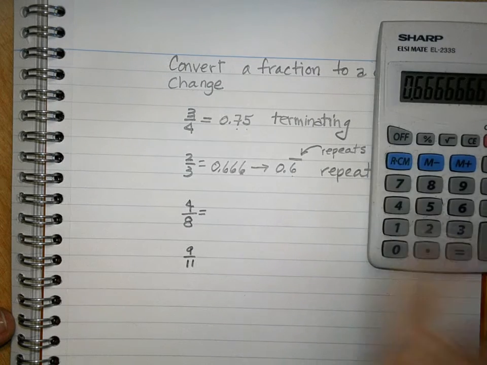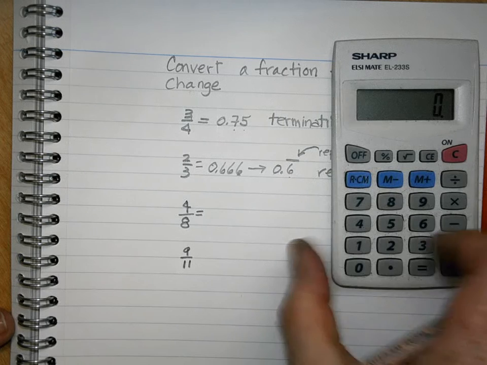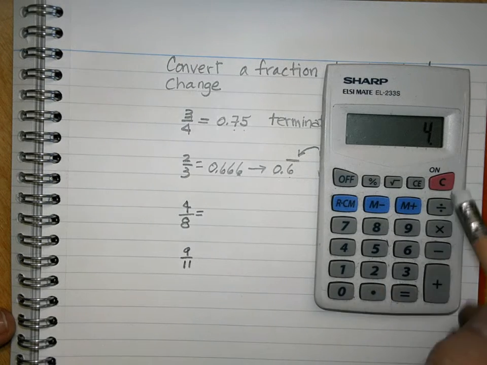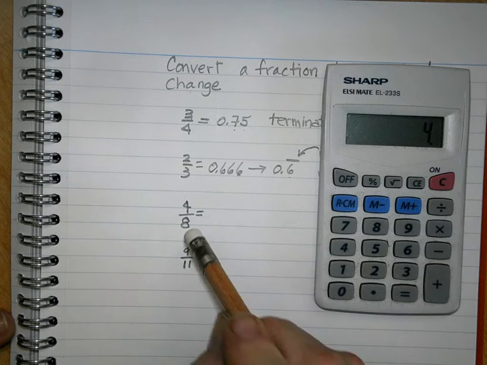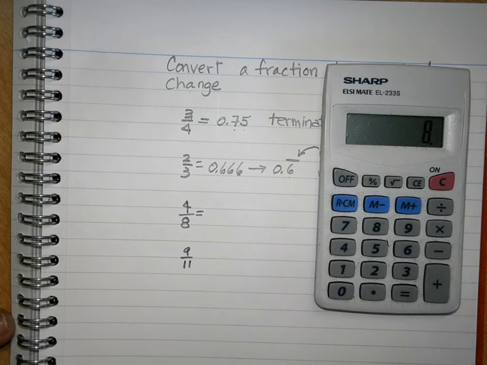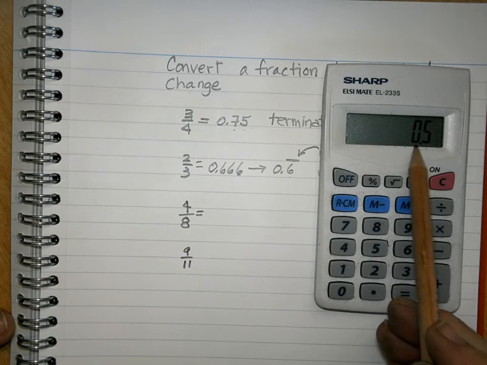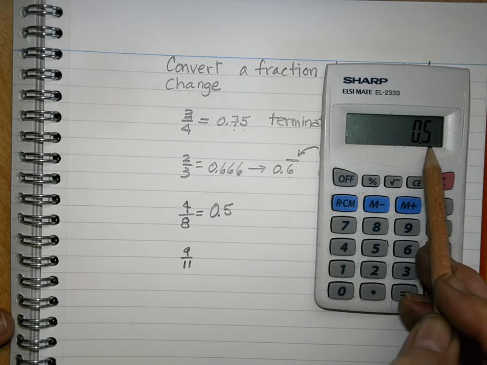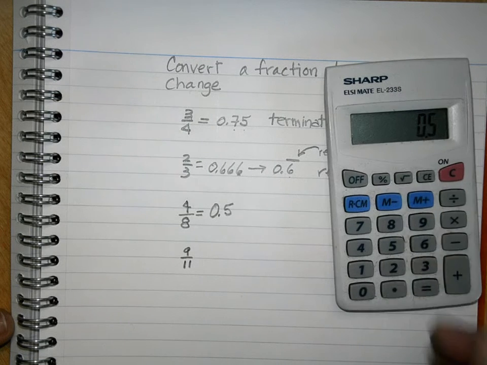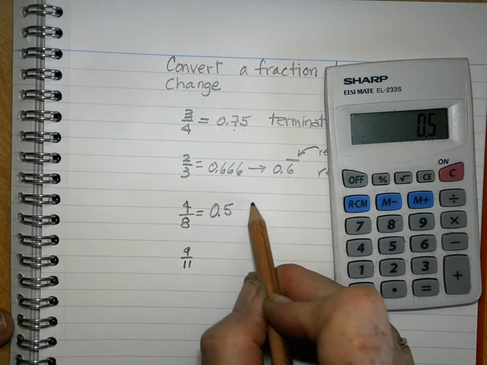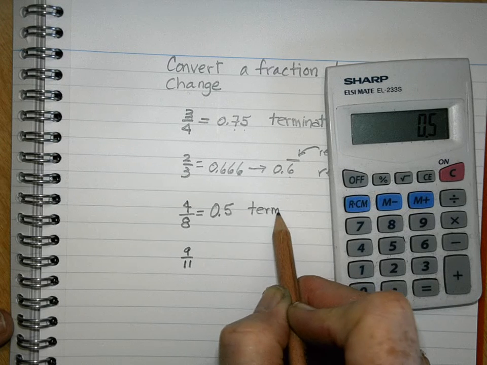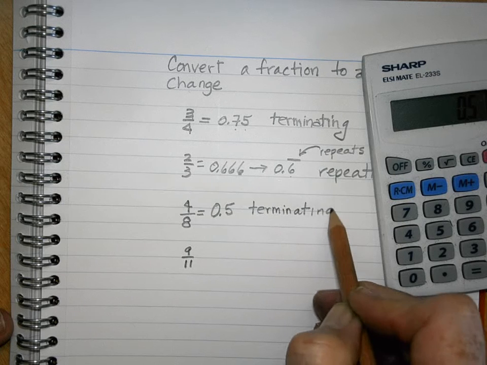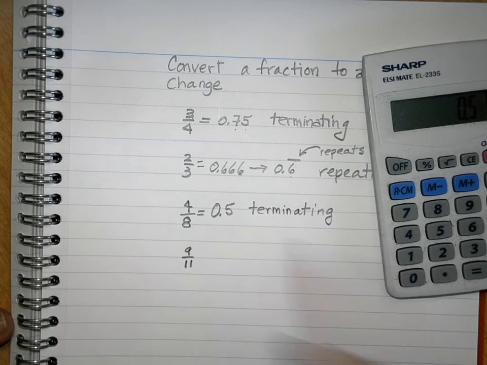It's 4/8. So I clear out my calculator, and I enter my 4, my numerator. I push the division symbol. I enter my 8, that's my denominator. I push equal, and I get 0.5. I notice my 5 does not repeat. That means that the decimal number ends, and so it's a terminating decimal number. I know that because there's no digit that repeats.